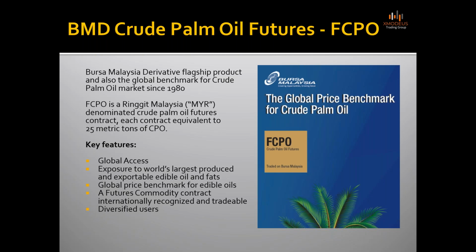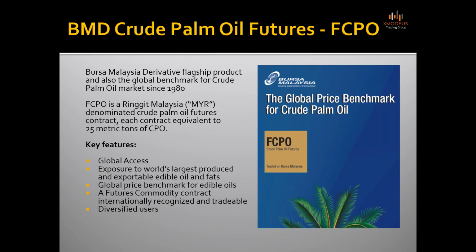Okay, just a quick refresher on the futures contract that we will be covering tonight. We will be, of course, talking about the Bursa Malaysia Derivatives Crude Palm Oil Futures contract. In short, the code is FCPO. The FCPO has been in the market a long time, since the 1980s. It's Bursa Malaysia Derivatives' flagship product, the most heavily traded contract on Bursa Malaysia Derivatives.